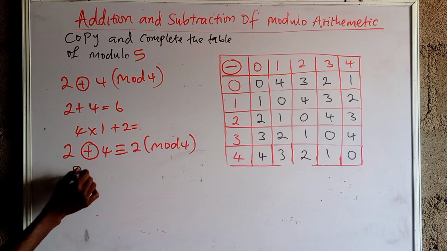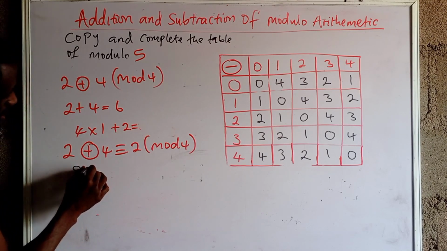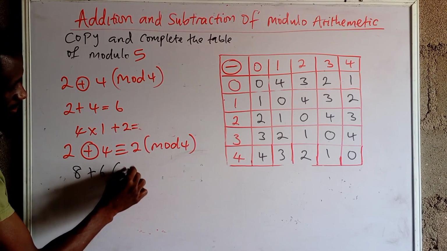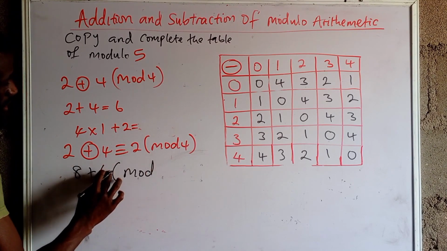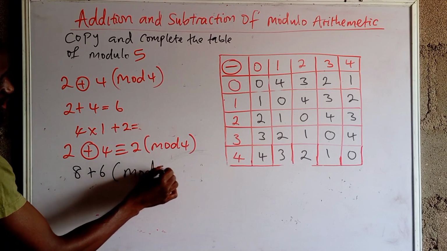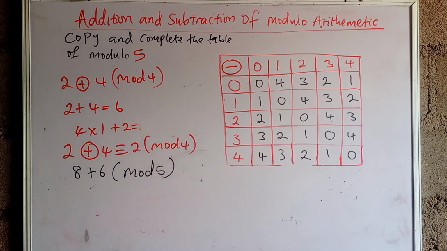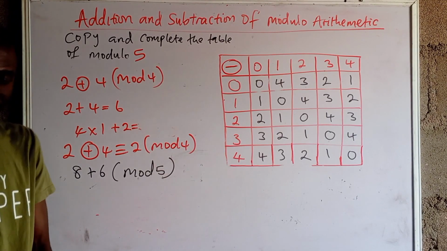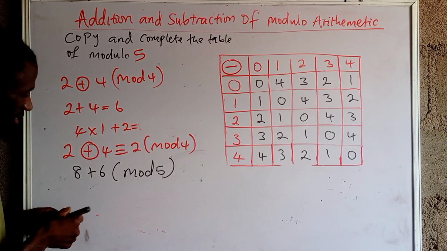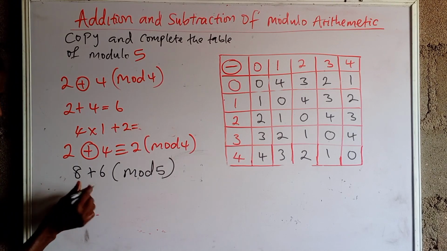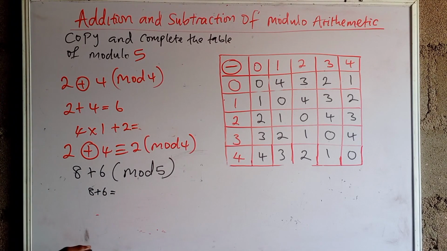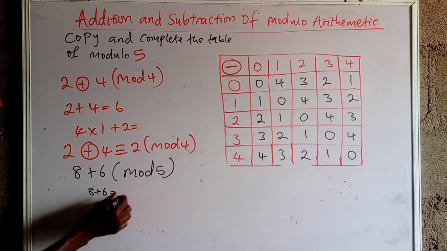Since this question is in mod 4, when the question is given in mod 5, assuming we have, let's say, 8 plus 6 in mod 5. If you are asked to solve such a question, you can add 8 plus 6, and you will get 14.